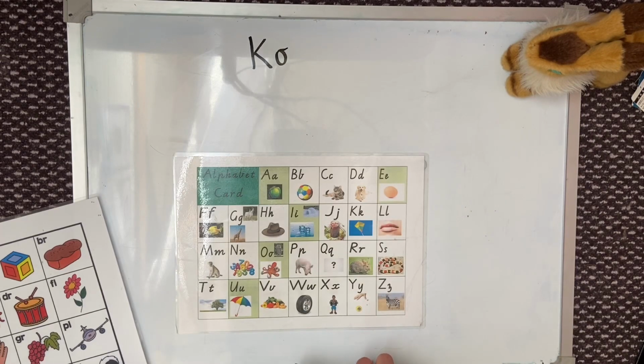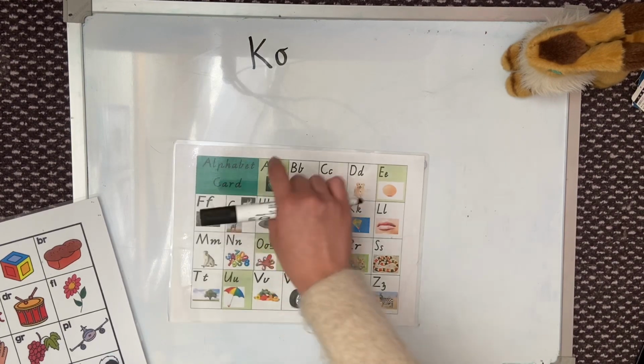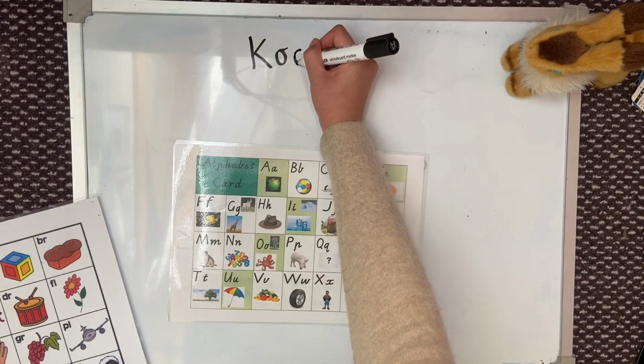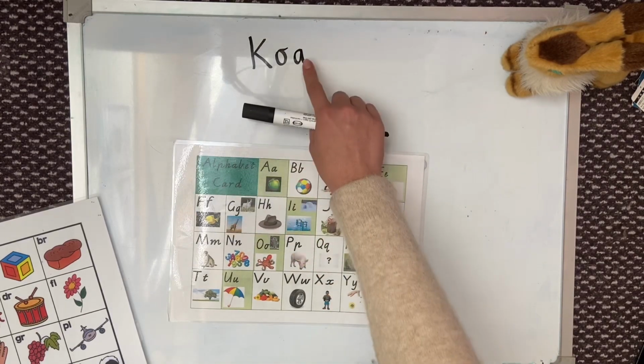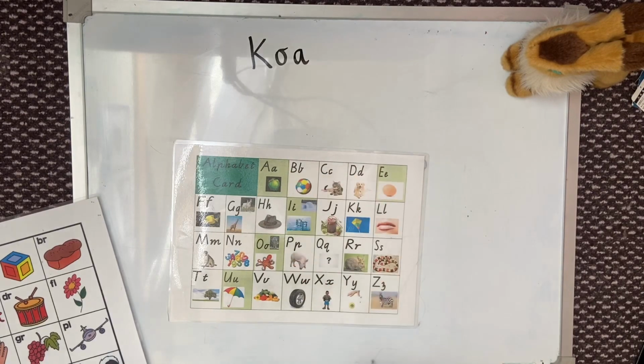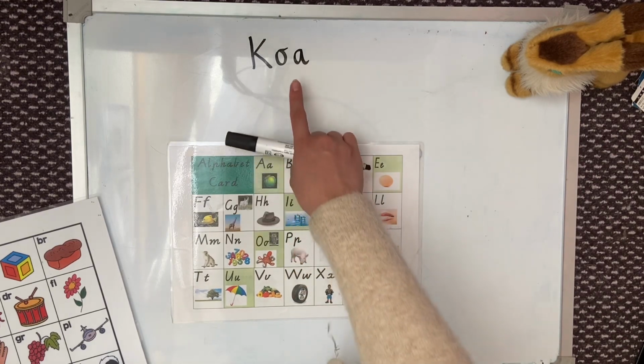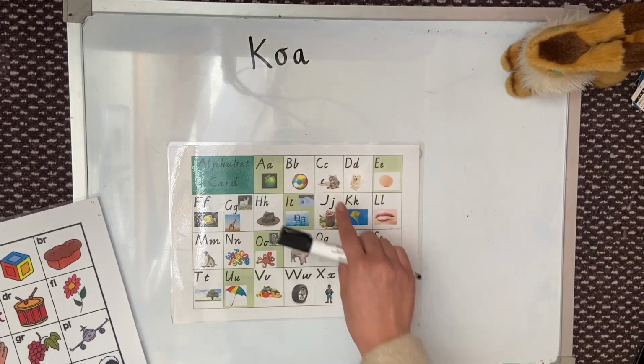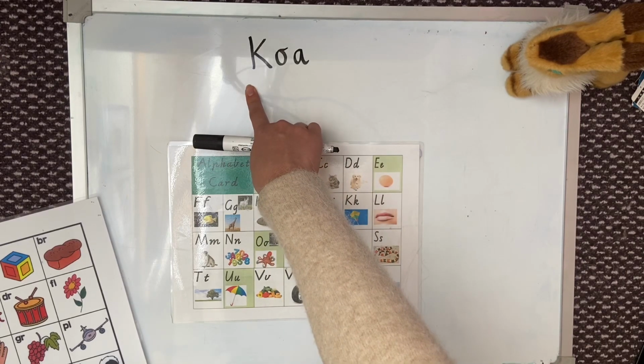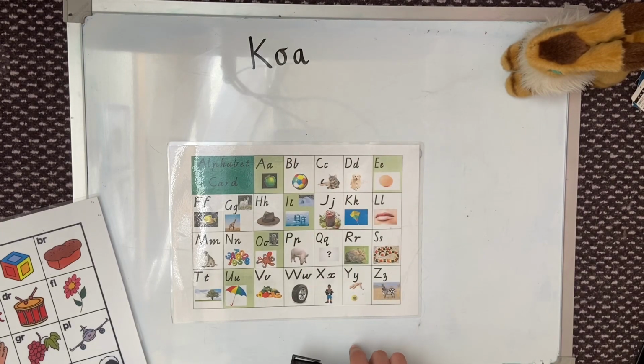Can you hear the sound in koala? In this case, the sound is made by our A. So I'm going to write A and I can copy it from here. I'm doing the lowercase a because I know that in the middle of the word, there's only ever lowercase letters. At the start of a word, especially someone's name, or at the beginning of a sentence or a title, that's where we often use the uppercase letters.